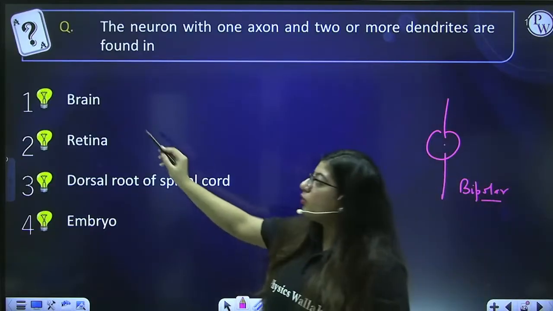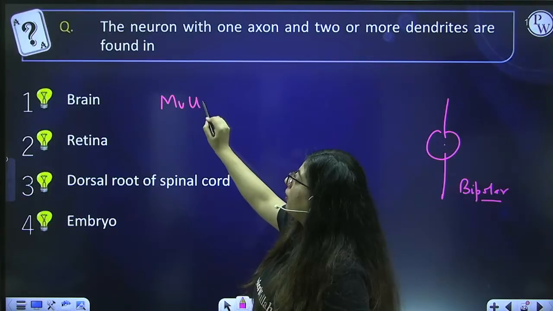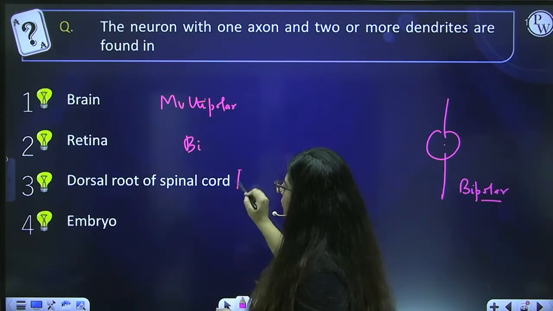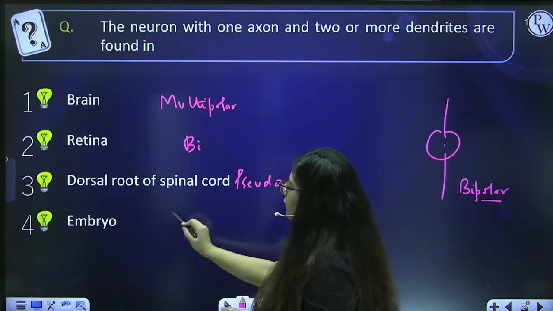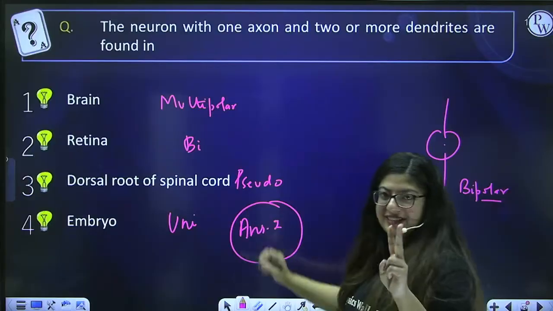In the brain, which one do we have? We have multipolar. In the retina, we do have bipolar. In the dorsal root ganglion, we have pseudo-unipolar, whereas in the embryo, we have unipolar. So the answer to this question will be the second.